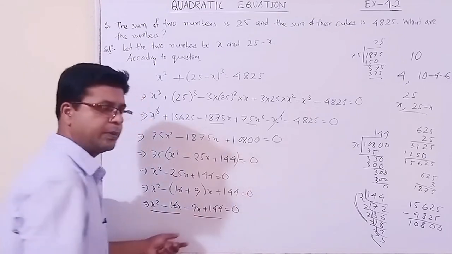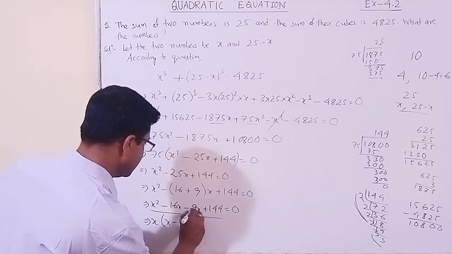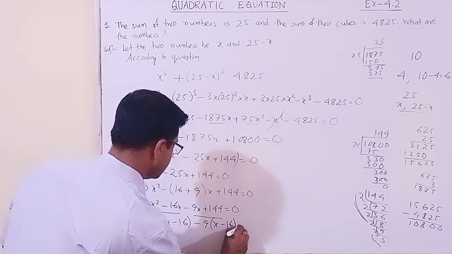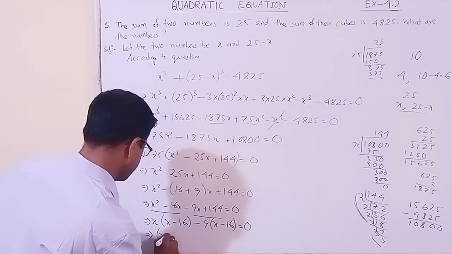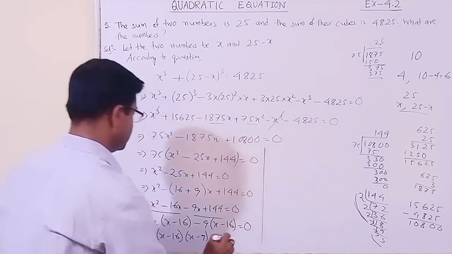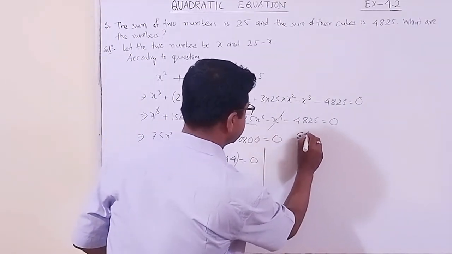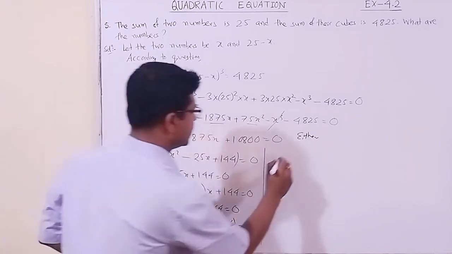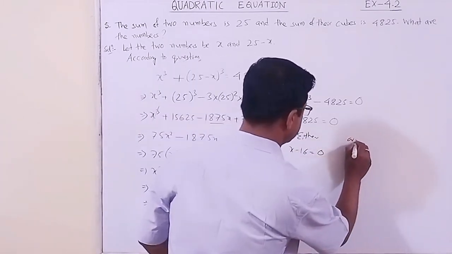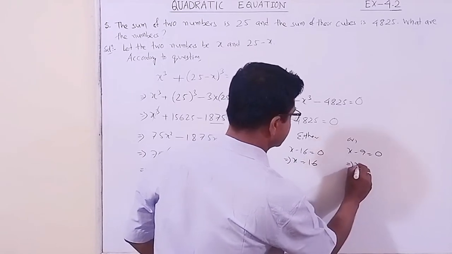So let us make two pairs. In this pair what is common? X is common. So what will be left? X minus 16. And here minus 9 is common. What will be left? Sorry, this is 16. X minus 16 and x minus 9 is equal to 0. So here we shall write either this is 0 or this is 0. So we shall write x minus 16 is equal to 0. I hope you are understanding. Or this is very simple, x minus 9 is equal to 0. So x is equal to 16 here, and here x equal to 9.